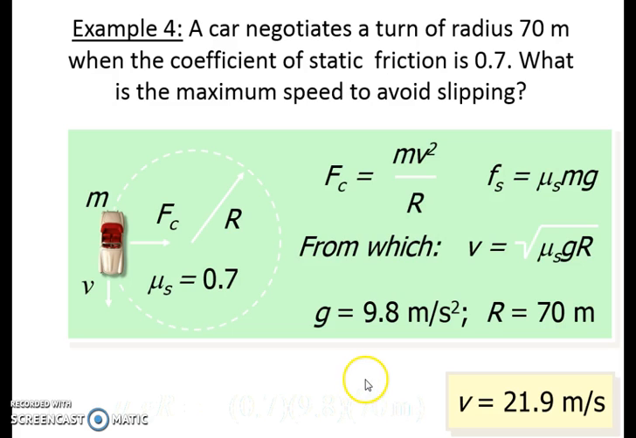So here's example 4. A car negotiates a turn of radius 70 meters. When the coefficient of static friction is 0.7, what is the maximum speed to avoid slipping? So we have a centripetal force, mv squared over r, which equals the static friction force, and we have the coefficient, mass, 9.8. When we put these all in there, we end up with a velocity of 21.9 meters per second.